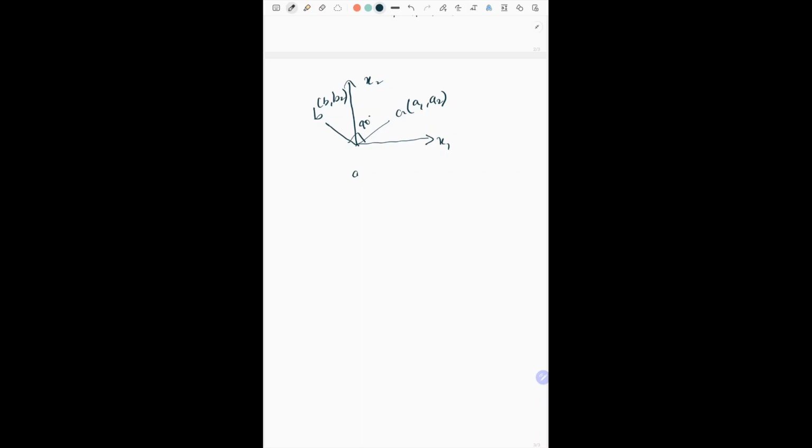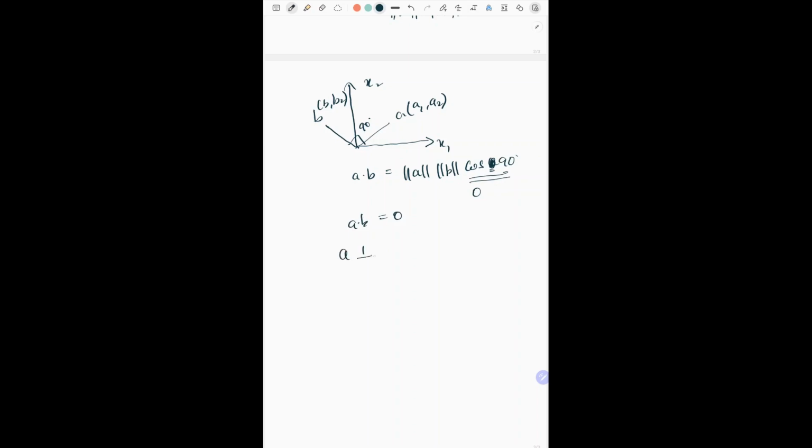So we know A dot B is nothing but norm of A, norm of B, cos theta. So here theta is 90 degrees, right? What is cos 90 degrees? It is 0. So your A dot B is equal to 0. So whenever your vectors are perpendicular to each other, you are going to have the value 0.